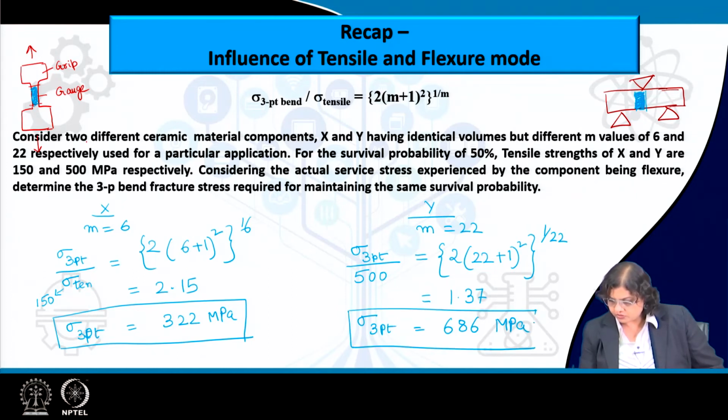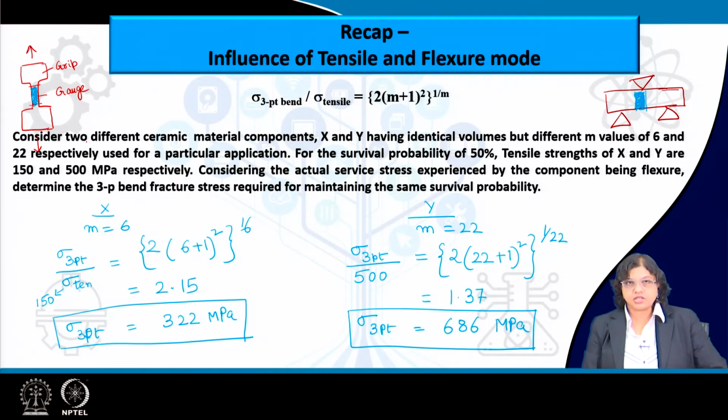Okay. So, as discussed, we have seen that fracture strength under 3-point condition is obviously higher than that of the tensile condition, but for both the cases, the higher the Weibull modulus, the less the scatter. This has been increased by only 1.37 times, whereas for component X, because of the lower Weibull modulus of 6 only, the 3-point bend fracture strength has increased to quite a higher value, more than twice the actual value.